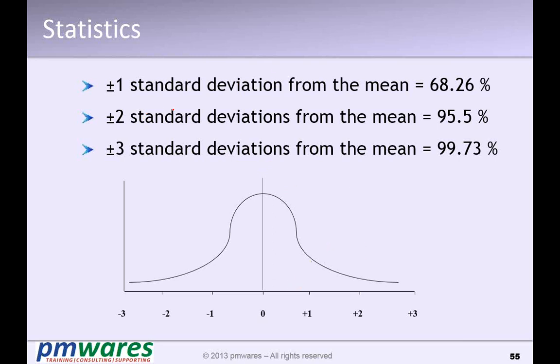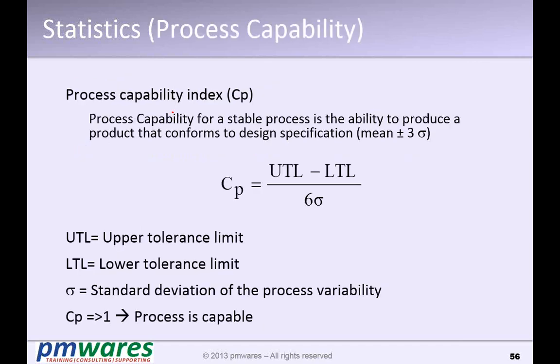So if it is 1 sigma, it is 68.26. For 2 sigma, it is 95.46. For 3 sigma, it is 99.73. If it is 6 sigma, it will be 99.99. This formula shows whether the process is capable. If the Cp comes out as 1 or greater than 1, the process is capable. If it comes out less than 1, then the process is not capable of producing 3 sigma results. That means some of the results of this process will fall beyond 3 sigma.